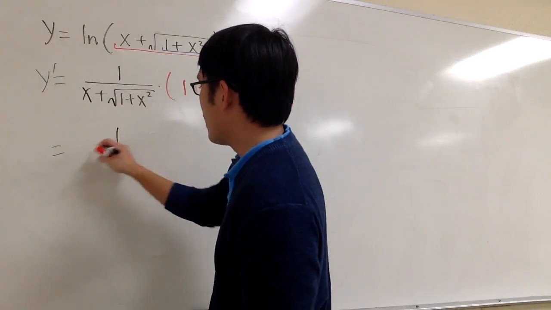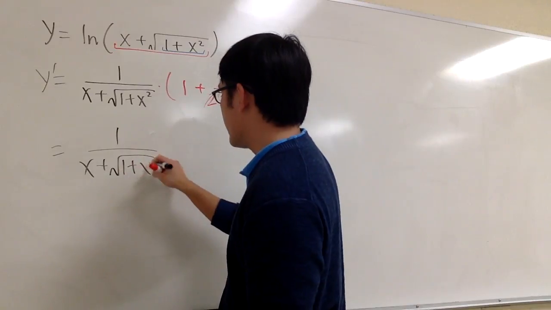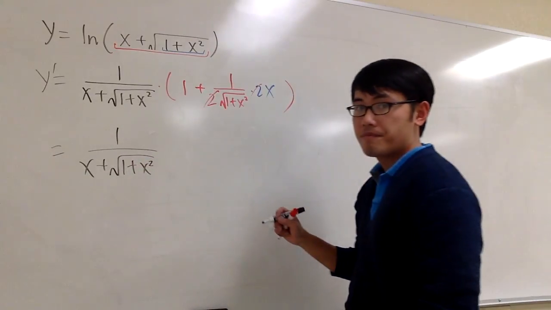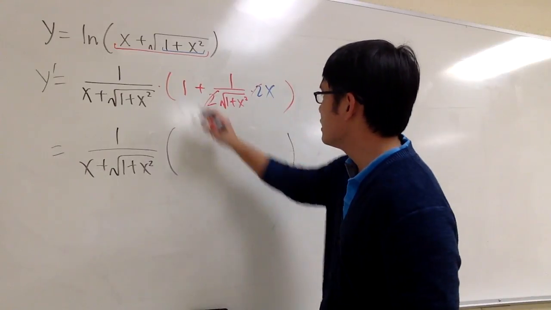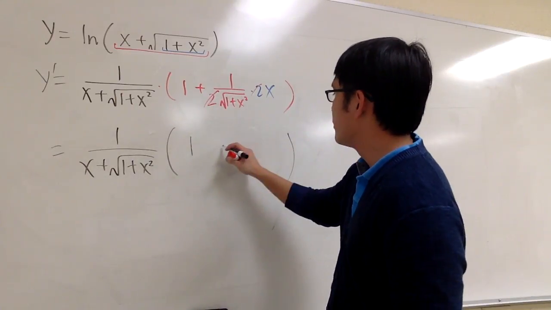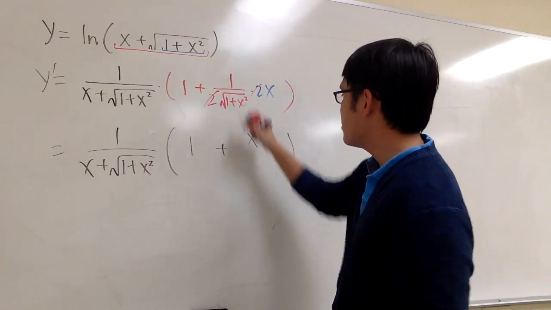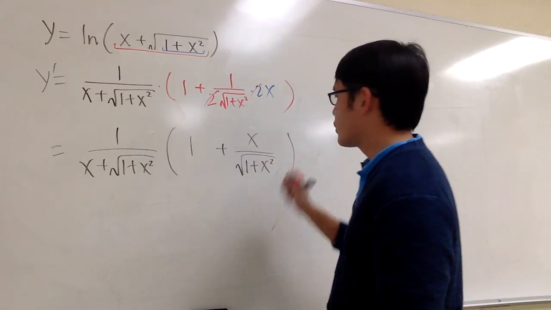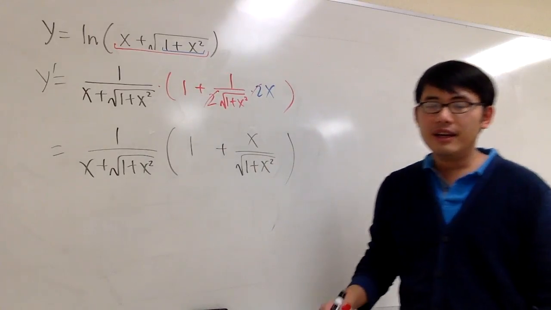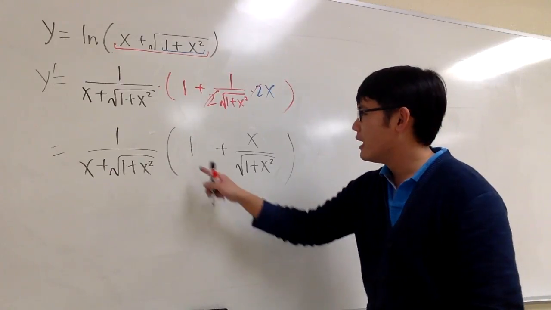This is going to be 1 over x plus square root 1 plus x squared. Inside here, what we are going to get is, let me open the parentheses. I have the 1, and then I'm going to add that to cancel out the 2 already. I have the x on the top over square root of 1 plus x squared. And here's the thing that we can do.